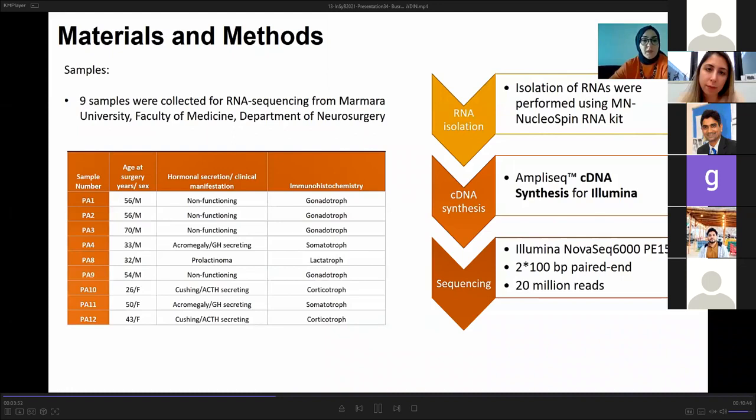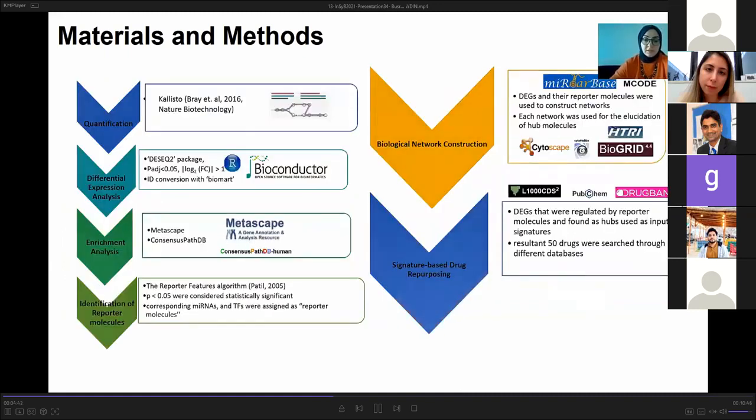Back to our study. To search the PITNETs at the transcriptome level, we collected 9 PITNET tissues, including subtypes of non-functioning and functioning PITNETs, from Marmara University Faculty of Medicine, Department of Neurosurgery. Then we isolated the RNAs of these tissues with an RNA isolation kit. Then library constructions were carried out by AmpliSeq kits purchased from Illumina. Then samples were sequenced by Illumina NovaSeq 6000 device with read length of 100 base pair paired ends and read depth of 20 million. After that, we quantified abundances of transcripts from RNA-seq data using the Kallisto program.